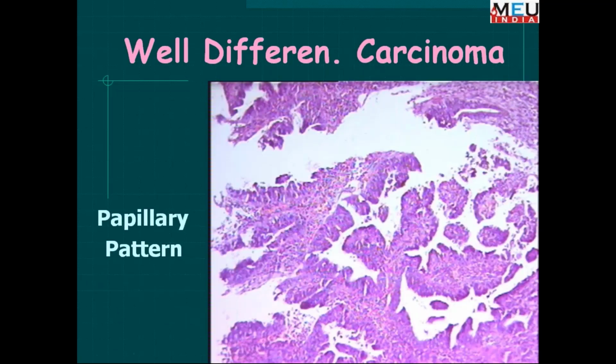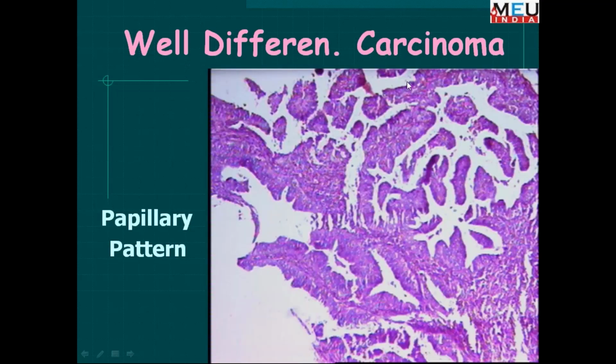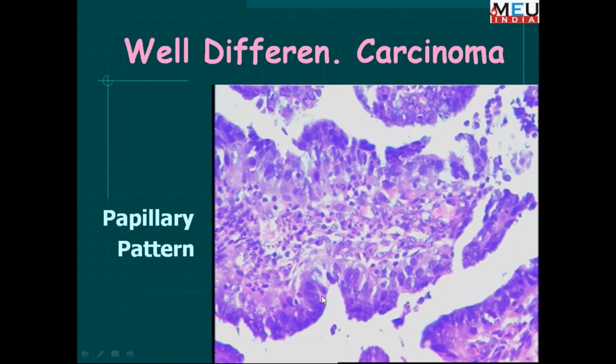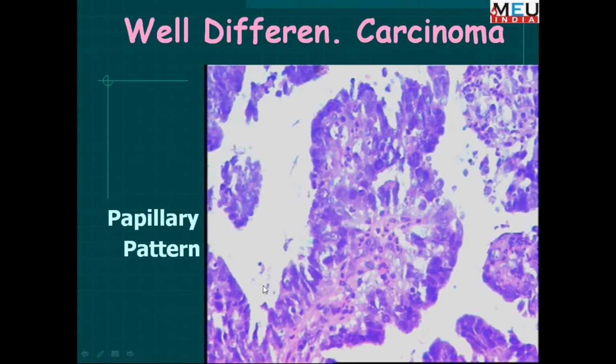Now this is the papillary pattern, which is seen in the well-differentiated carcinoma. Papillae-like growths are sometimes seen at the other end of the hierarchy. Another one with papillary patterns. This is the papillary pattern, papilla-like growth. Mitotic figures are there, and pleomorphism is there.